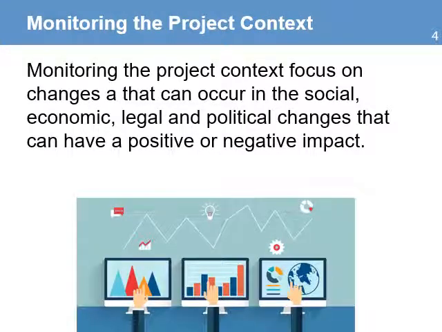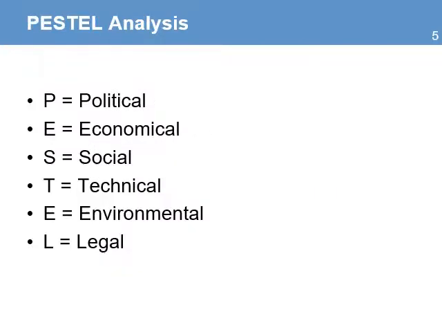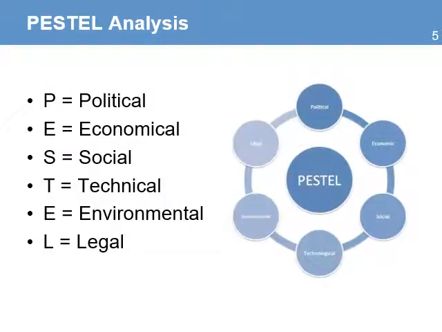Monitoring the project context focuses on changes that can occur in the social, economic, legal, and political context of the project that can have a positive or negative impact. For example, changes in local regulations that may increase the risk to the project, or changes in the economic conditions that may increase the cost of the project. Context monitoring includes the monitoring of the project assumptions and risks that were initially identified in the project and will require a regular review. A tool used to evaluate and monitor the context is the PESTEL analysis.